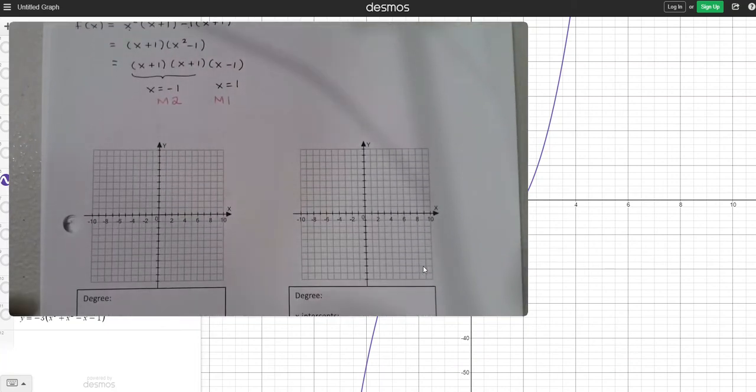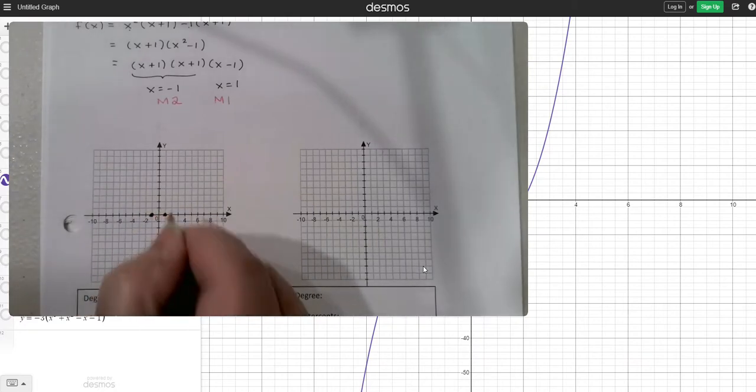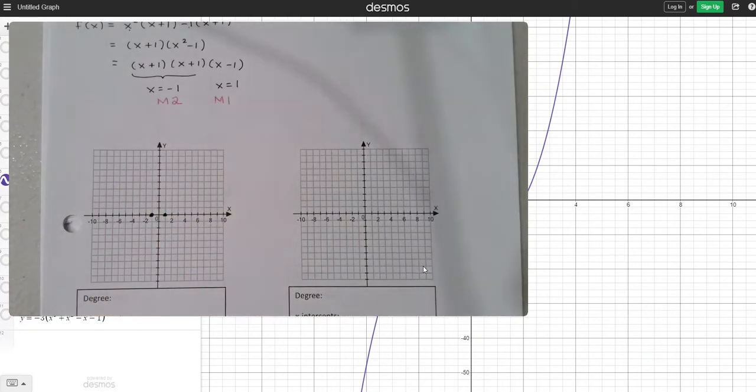So that would have a multiplicity of 1. So negative 1 and positive 1. All right. This is degree 3 again. So the end behavior should be like the x cubed graph, down to the left and up to the right.